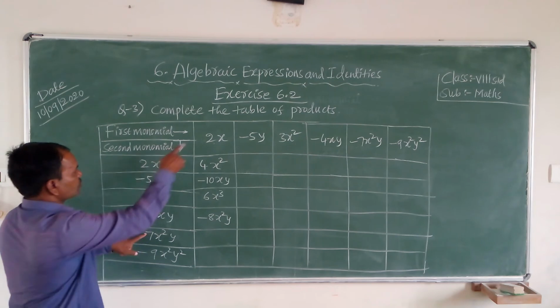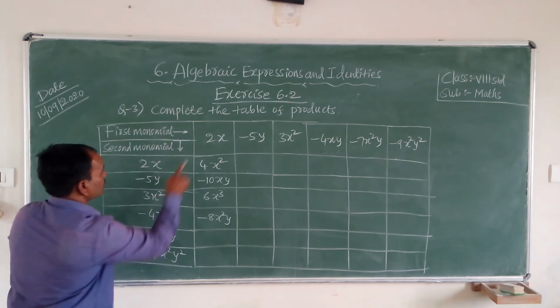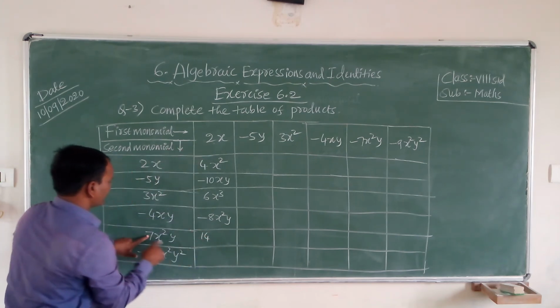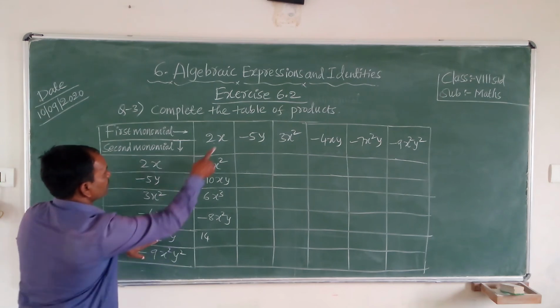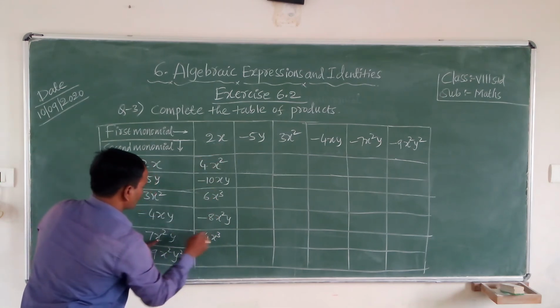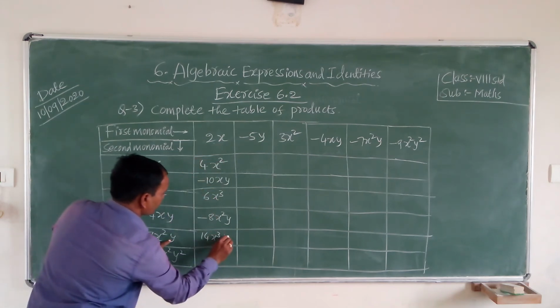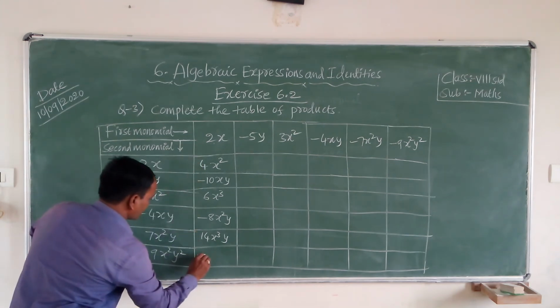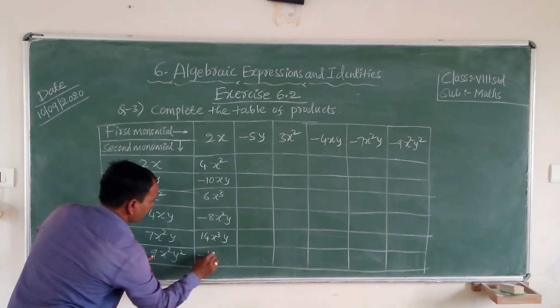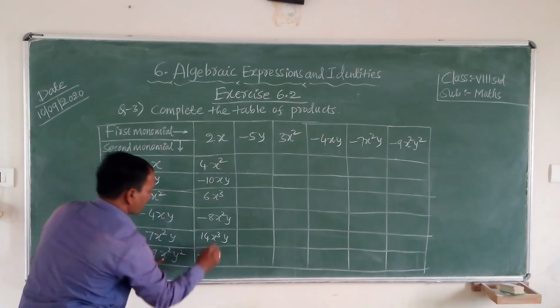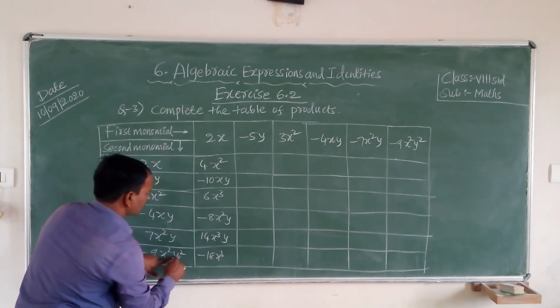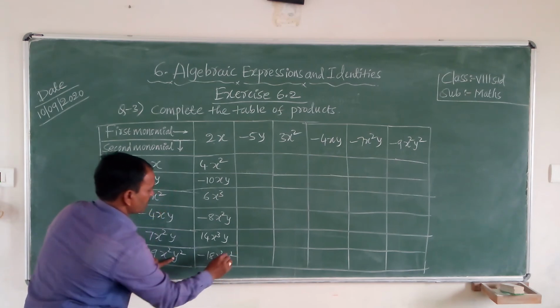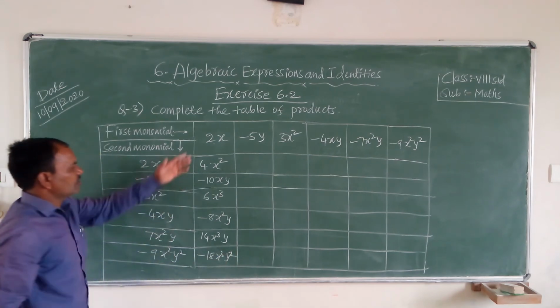So plus into plus, plus. So 7 2s are 14. X square into x, x cube. So y is there, here write y. So now minus into plus, minus 9 2s are 18. So x into x square, x cube. So y square is there, y square. So like this you have to complete the column.